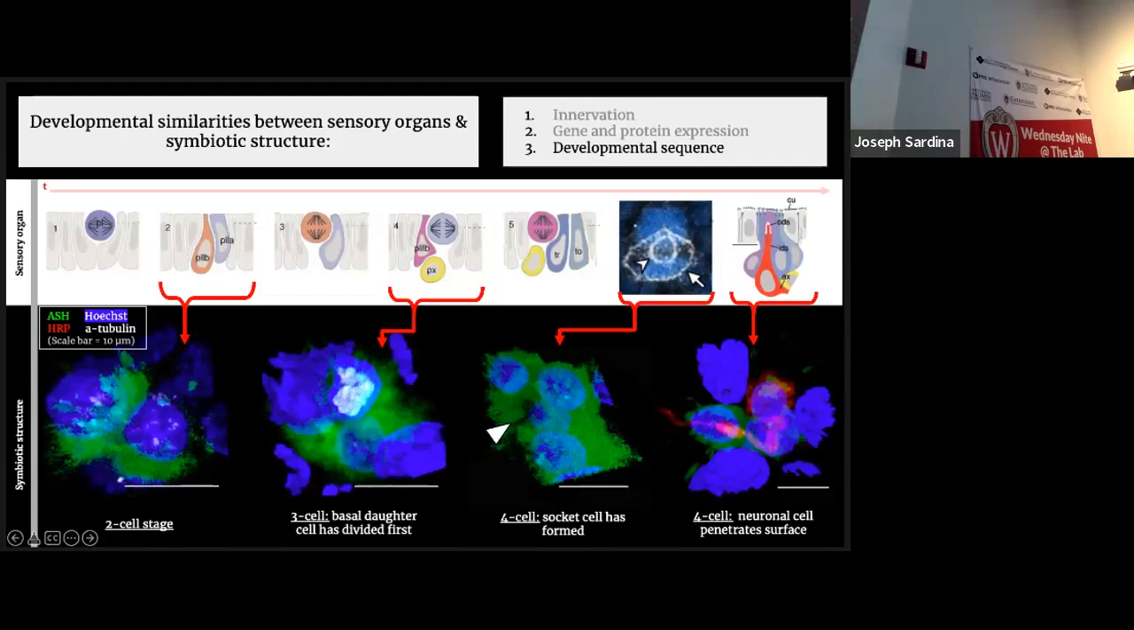At this stage in the sensory organ, we see the differentiation of this neuronal cell, and then the dendrite extends apically and pushes up through the structure and eventually penetrates the cuticular surface. And so this is what we also see in the symbiotic structure. This is a top-down view, so you're looking down on the structure. And so this neuronal cell is the most basal cell, and you can see it pushing upwards through the structure and eventually penetrating the surface.